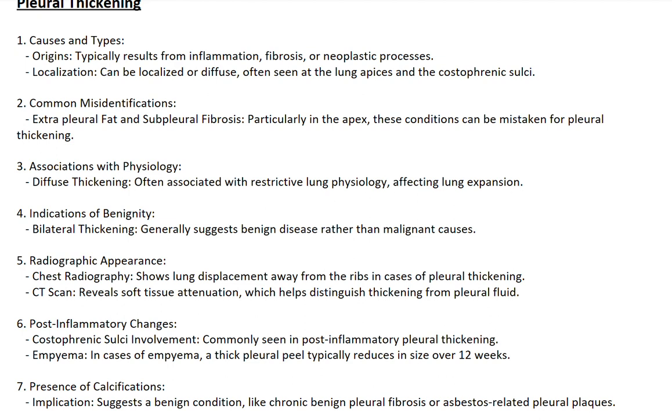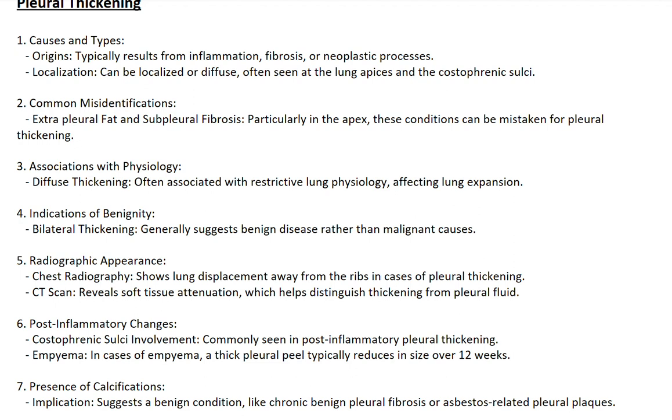2. Common misidentifications. Extrapleural fat and subpleural fibrosis, particularly in the apex. These conditions can be mistaken for pleural thickening. 3. Associations with physiology. Diffuse thickening, often associated with restrictive lung physiology, affecting lung expansion. 4. Indications of benignity. Bilateral thickening generally suggests benign disease rather than malignant causes.